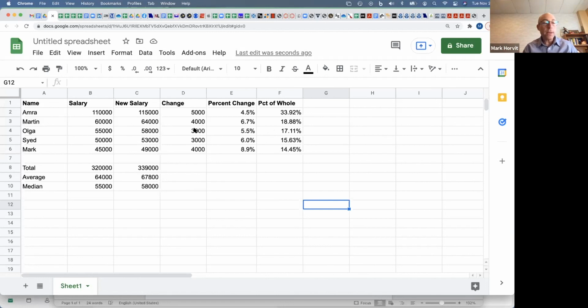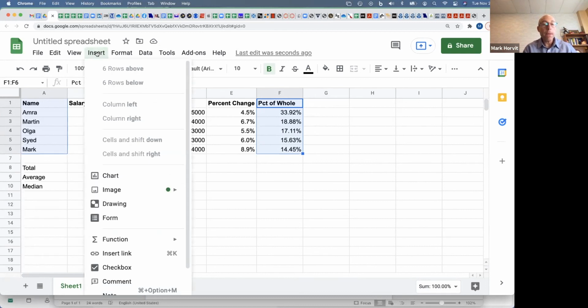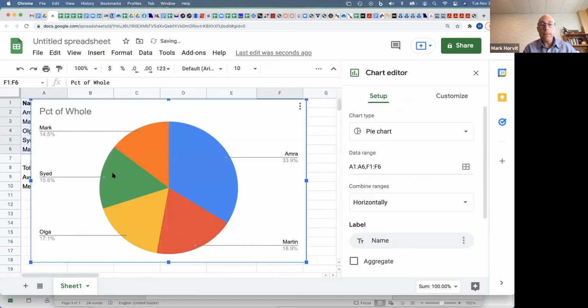Don't want the stuff in the middle. So the way to do this is to highlight the stuff you want in column A, hold down the Command or Control key, and highlight the stuff you want in column F. And notice I've got column A highlighted, column F highlighted, but nothing in the middle for this particular chart. Then I would do the same thing. Insert, pick chart, and I get my pie chart.